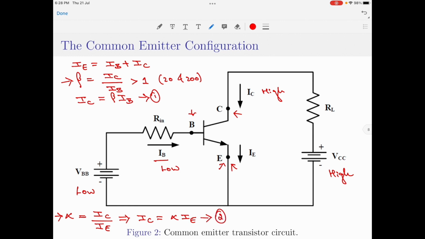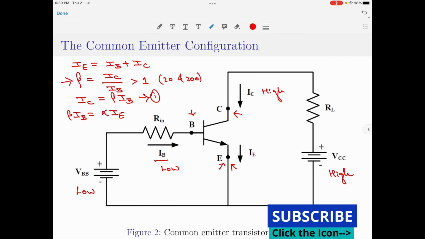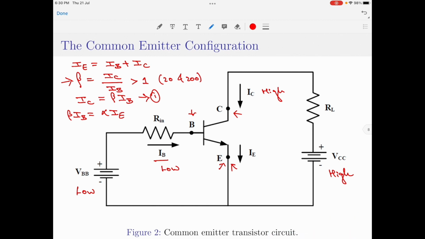If I equate these two equations, what would I get? I will get beta IB is equal to alpha IE. If I simplify this equation, I will obtain the relation between alpha and beta as alpha equal to beta divided by 1 plus beta, and beta equal to alpha divided by 1 minus alpha. Right. We have now understood that the common emitter configuration has a current gain.